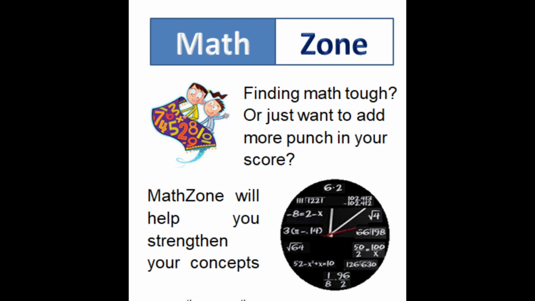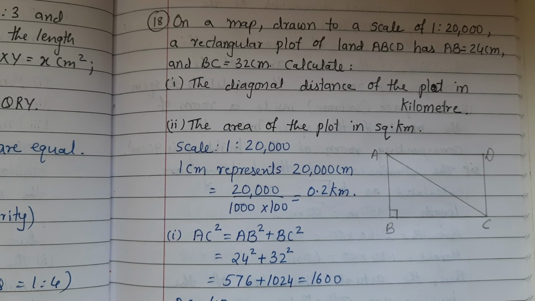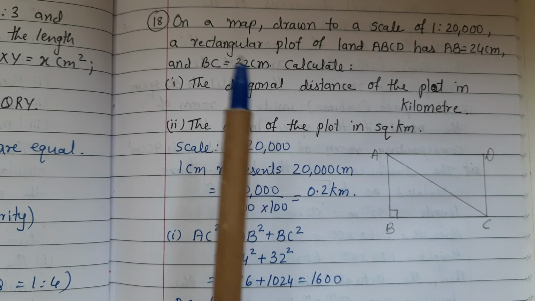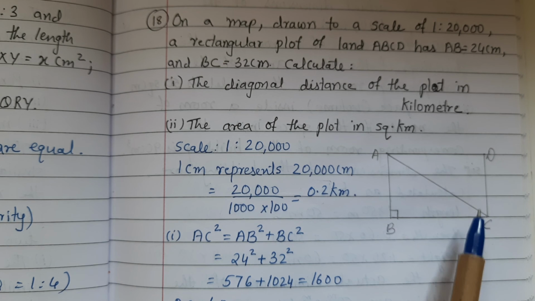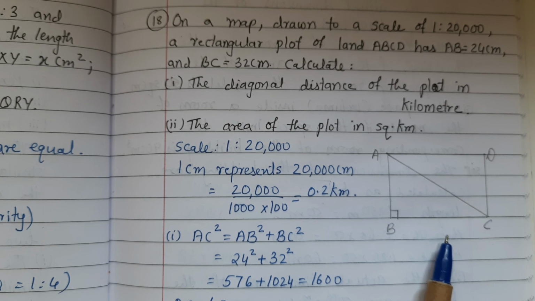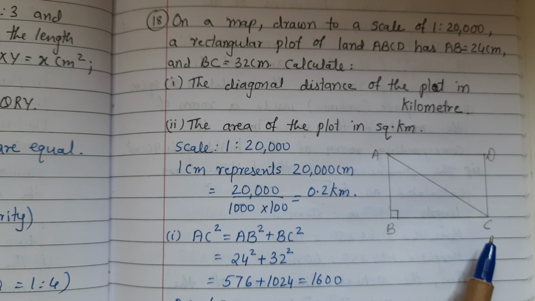Selena, Class 10, Chapter 15, Similarities. Sum number 18. On a map drawn to the scale of 1:20,000 of a rectangular plot of land ABCD, AB is 24 cm, BC is 32 cm. Calculate, first part, the diagonal distance of the plot in kilometers. Second part, the area of the plot in square kilometers.